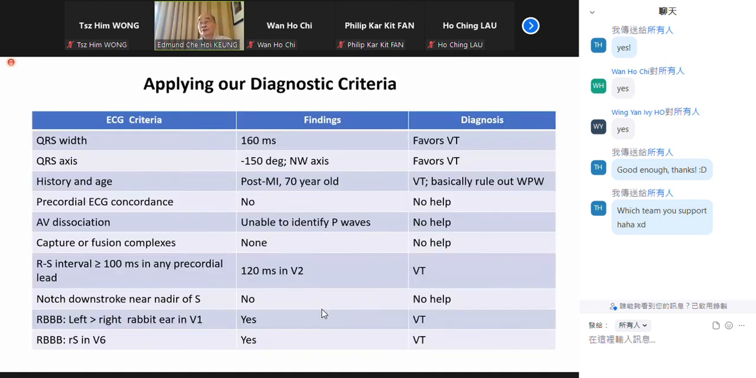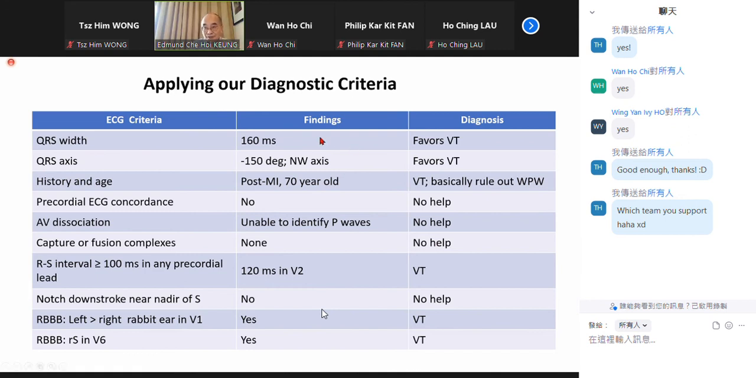Now let's go over it one more time. Keep repeating it so maybe you can retain the information more. QRS width 160: yes, if it's VT, but it may not be. It's not diagnostic. QRS axis, history and age. Now, precordial ECG concordance? No. Negative or positive, no help. AV dissociation, I cannot identify P waves, no help. Capture fusion complexes, as I mentioned, none.